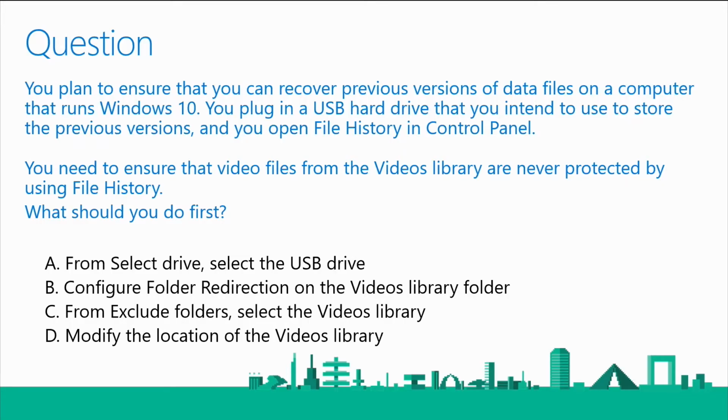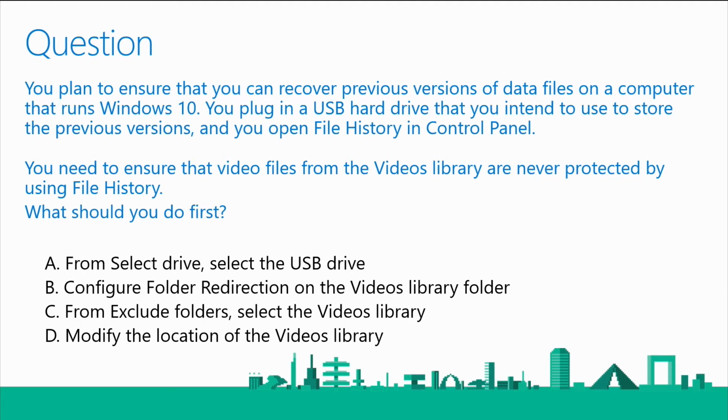Okay, so one more question for you guys. You plan to ensure that you can recover previous versions of data files on a computer that runs Windows 10. You plug in a USB hard drive that you intend to use to store the previous versions, and you open File History and Control Panel. You need to ensure that the video files from your videos library are never protected using File History.